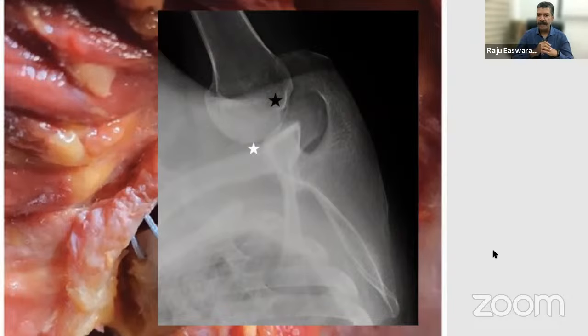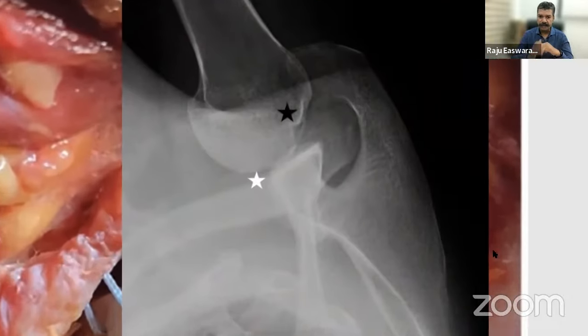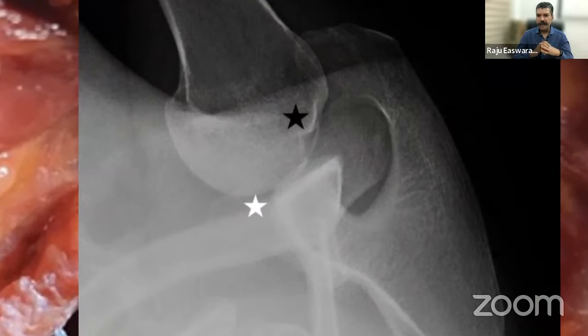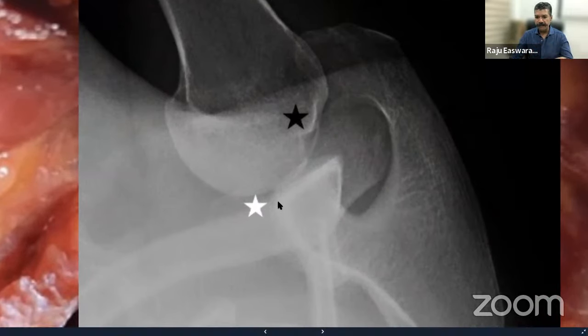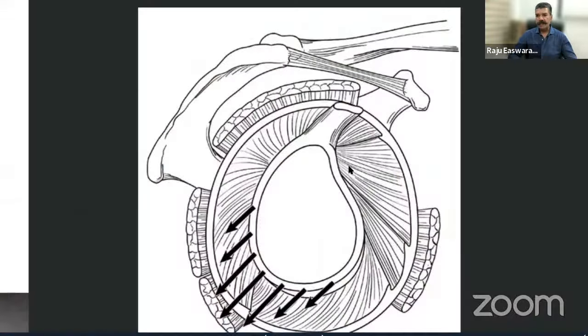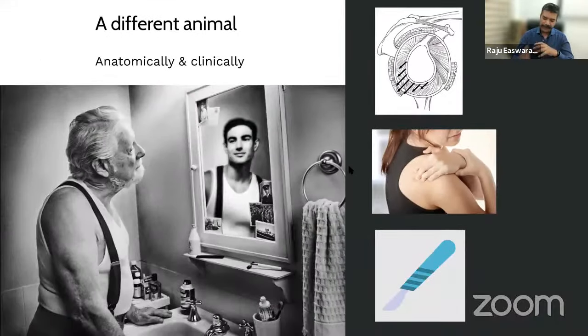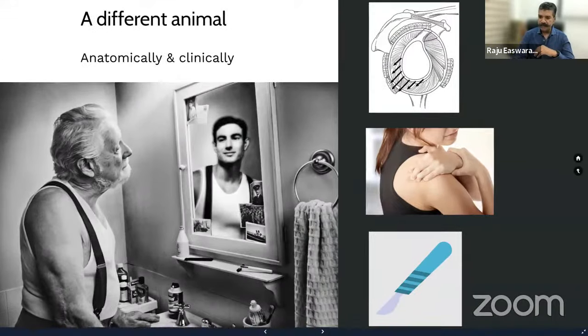So this is a Bernageau view taken from one of the papers that I published. But then if you again appreciate the differences, this glenoid bone defect is at right angles to the long axis of the glenoid. And if you imagine something similar on the posterior side, it will be more sloping. So those are the anatomical differences between the anterior and the posterior glenoid that we need to factor in when we treat these patients.